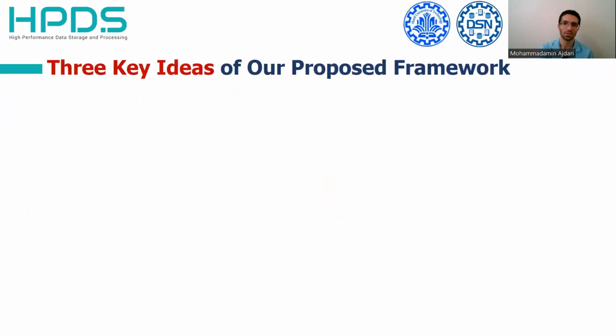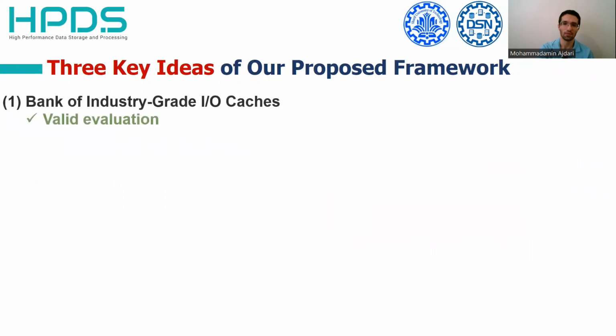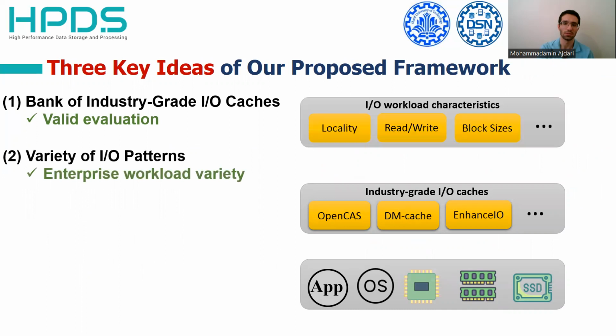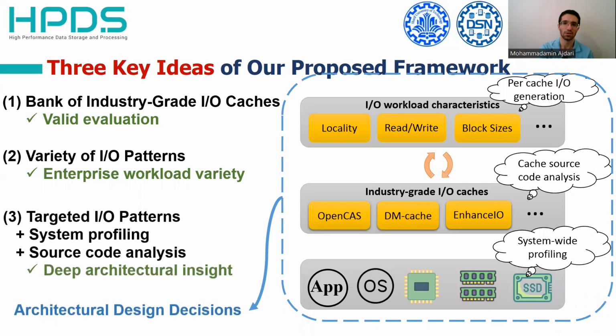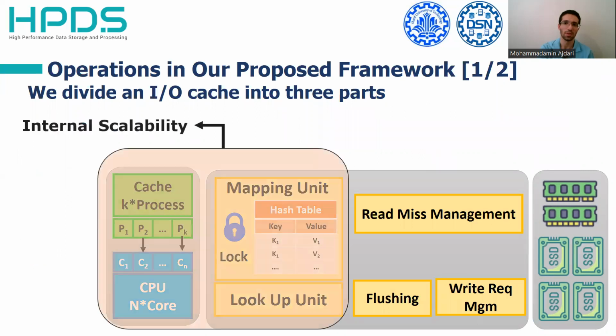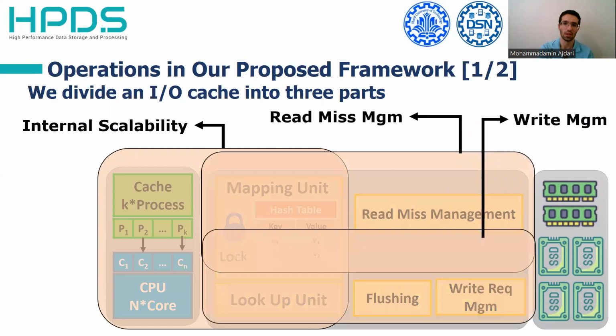To provide valid analysis on I/O cache architectures, we propose a cache analysis framework with 3 key ideas. First, using industry-grade I/O caches for valid evaluations. Second, generating a variety of I/O patterns covering enterprise workloads. Third, a combination of per-component targeted I/O patterns, system-wide profiling, and source code analysis, resulting in deep architectural insight. In our framework, we first divide a cache into 3 regions for internal scalability, read miss management, and write handling. Then we run test and analysis steps on them.